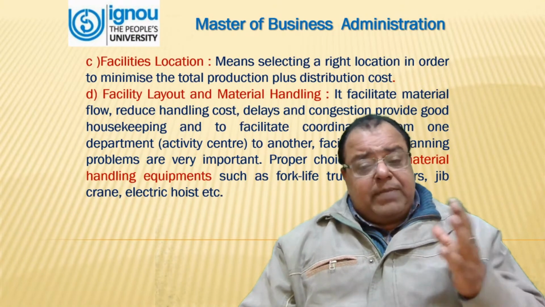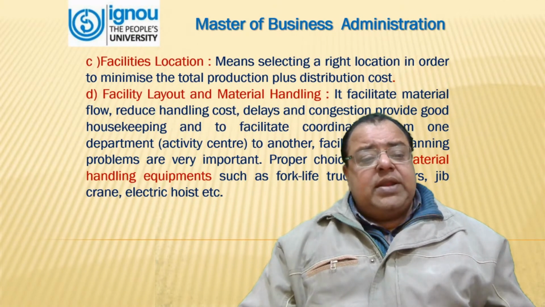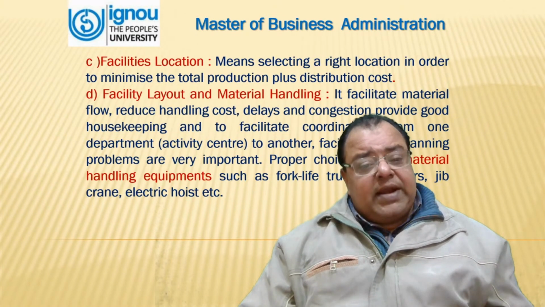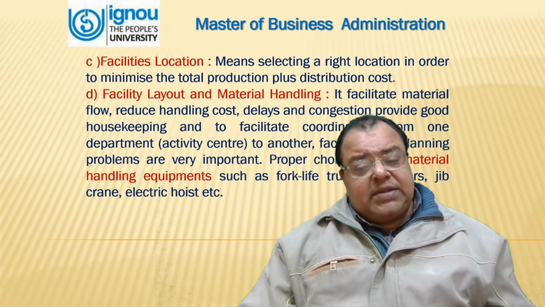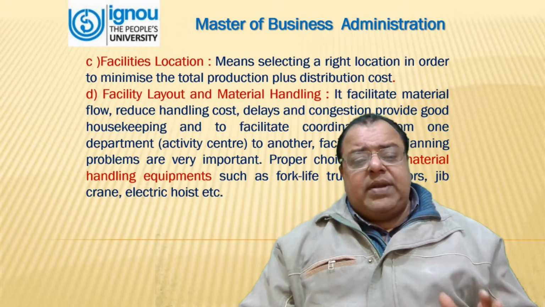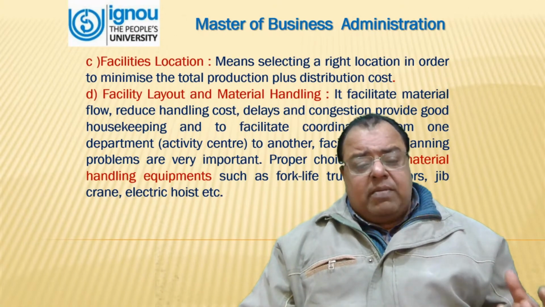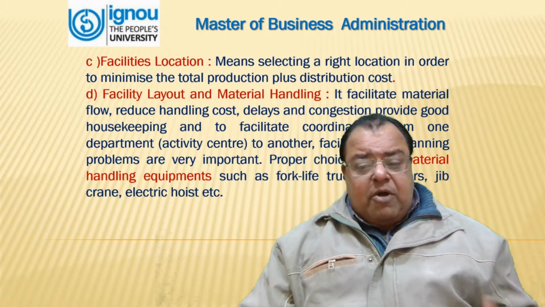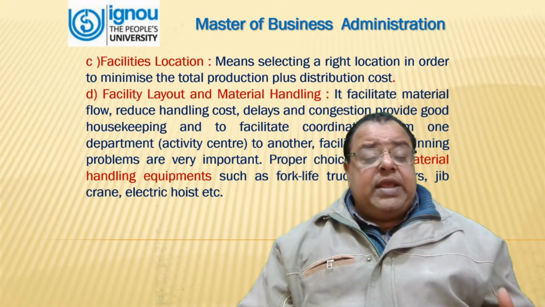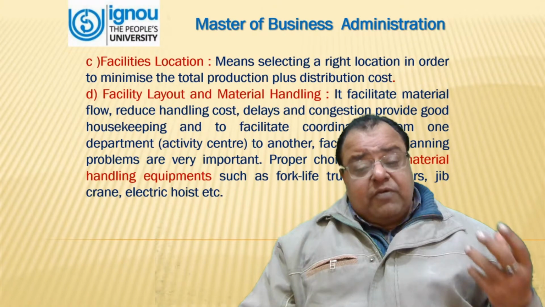Facility layout and material handling. It facilitates material flow, reduces handling cost, delays and congestion, provides good housekeeping, and facilitates coordination from one department or activity center to another. Facility layout planning problems are very important. Proper choice of the material handling equipment such as forklift trucks, conveyors, chip cranes, electric tools, etc.